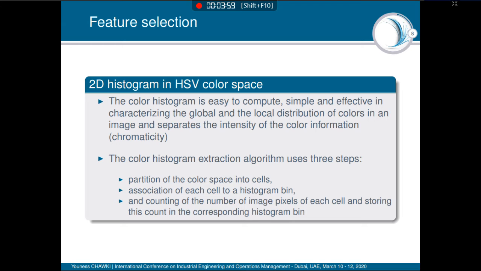The two-dimensional histogram in HSV color space. The color histogram is easy to compute, simple, and effective in characterizing the global and the local distribution of color in any image and separating the intensity from the color information, the chromaticity. The color histogram extraction algorithm uses 3 steps. The first one, partition of the color space into cells; second, association of each cell to a histogram bin; and third, counting the number of image pixels in each cell and storing their count in the corresponding histogram bin.